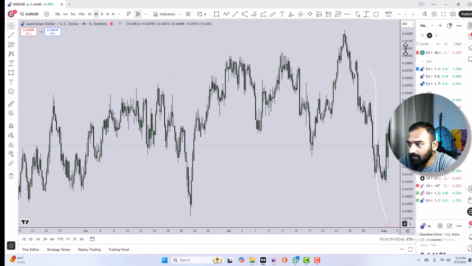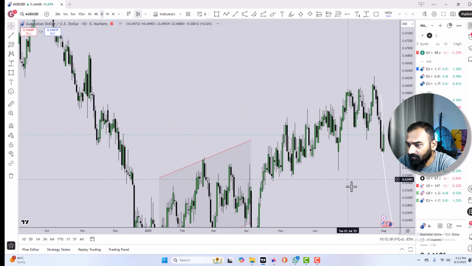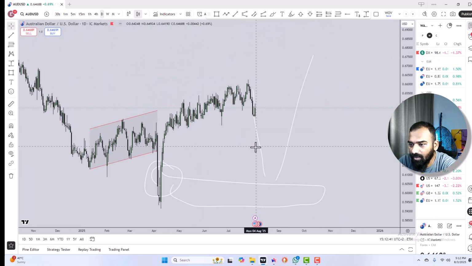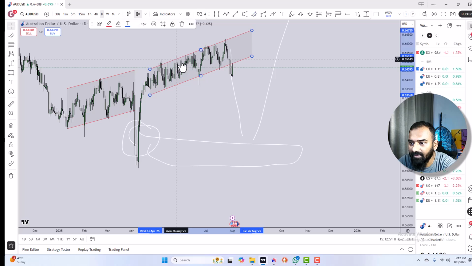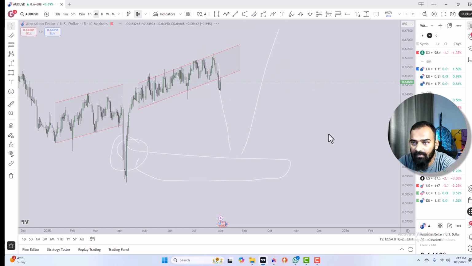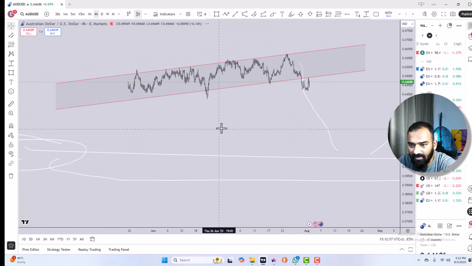Australian dollar. So Australian dollar, we were kind of bullish in Australian dollar, but it is a 1-day chart. And in order to complete this, it has to break out of this particular range, which it has already done. On 4 hours, this is the retest of the range.